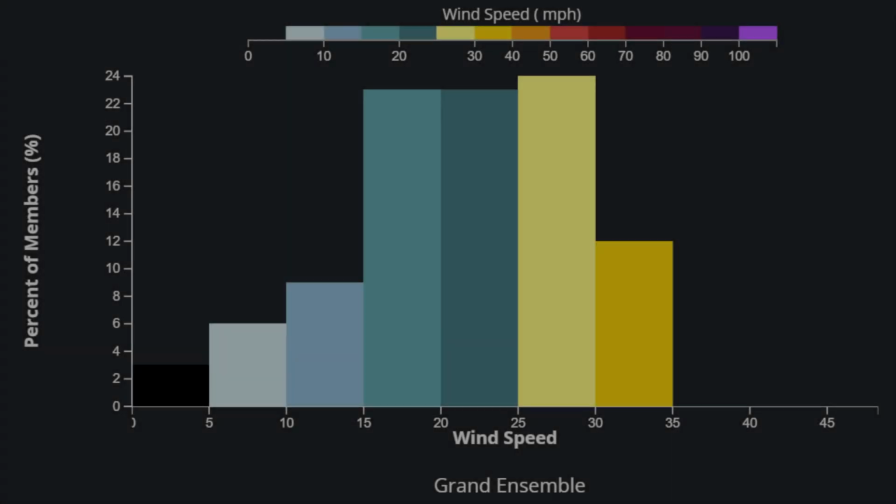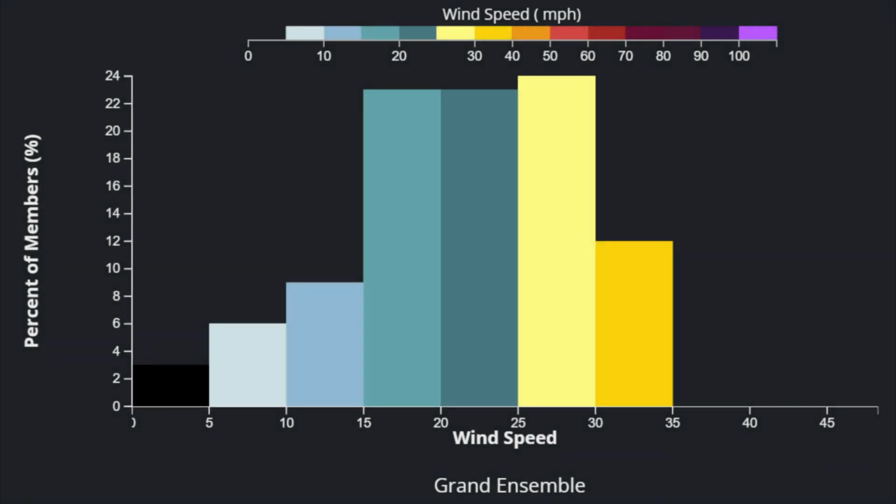Our second example is taken from 10 meter wind speeds, which, if you remember, is calculated using a gamma distribution. In this case, there are two peaks with the exact same percentage of members from 15 to 20 and 20 to 25 miles per hour, with 25 to 30 miles per hour one percentage point higher.